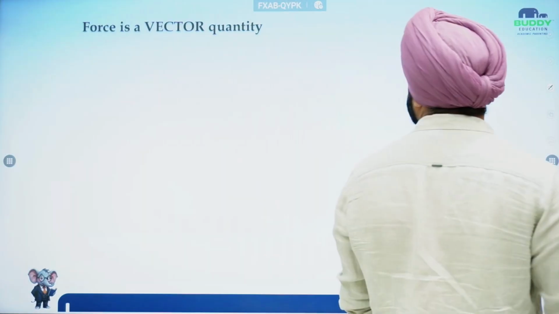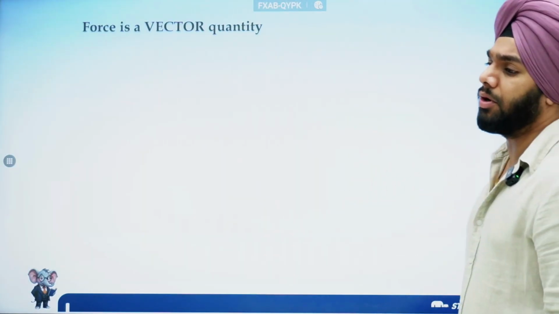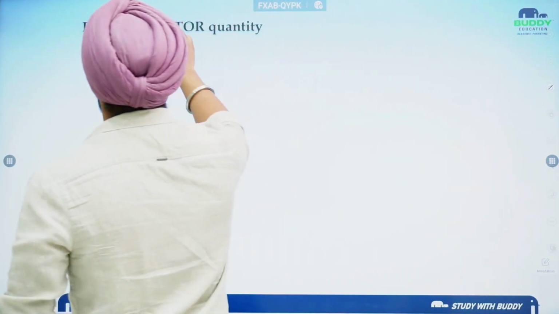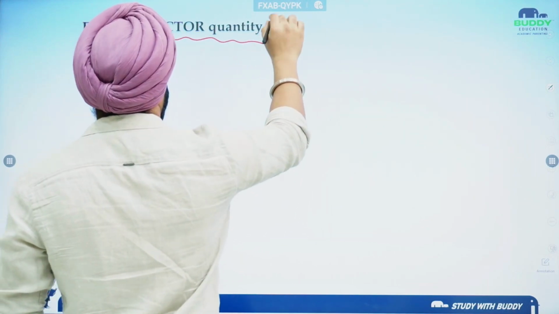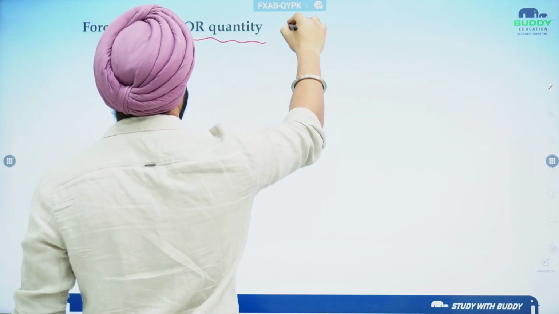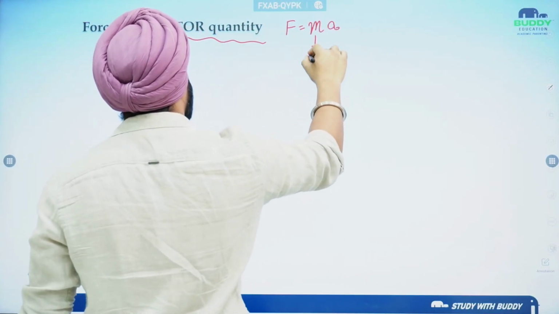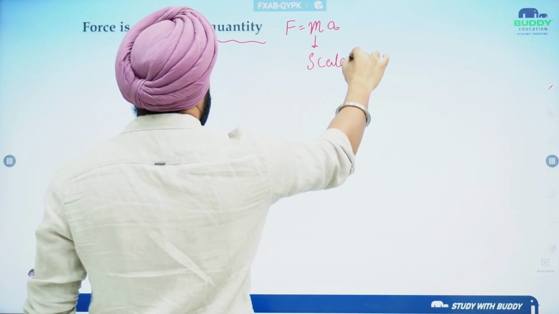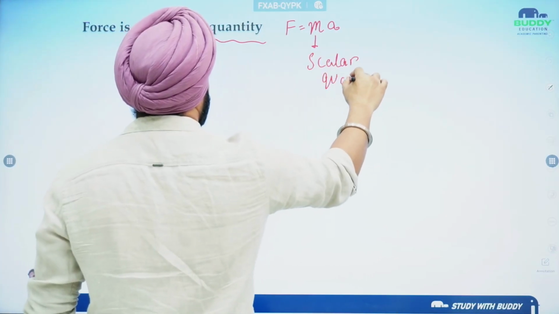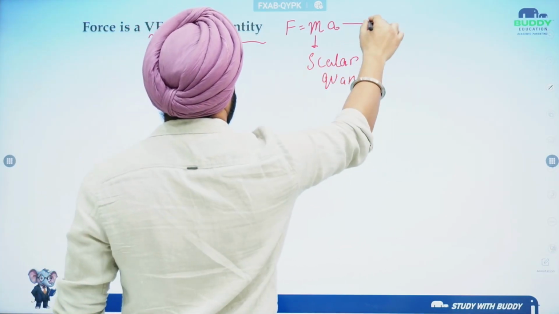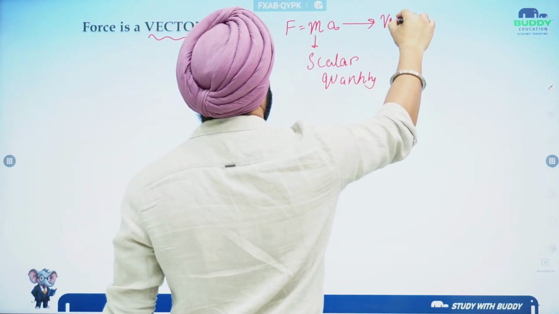Now, this is the most important thing. It's a vector quantity. Now, if I want to explain it to you in very simple words, I can simply say that mass here is a scalar quantity, right? Mass here is a scalar quantity. Acceleration is a vector quantity.